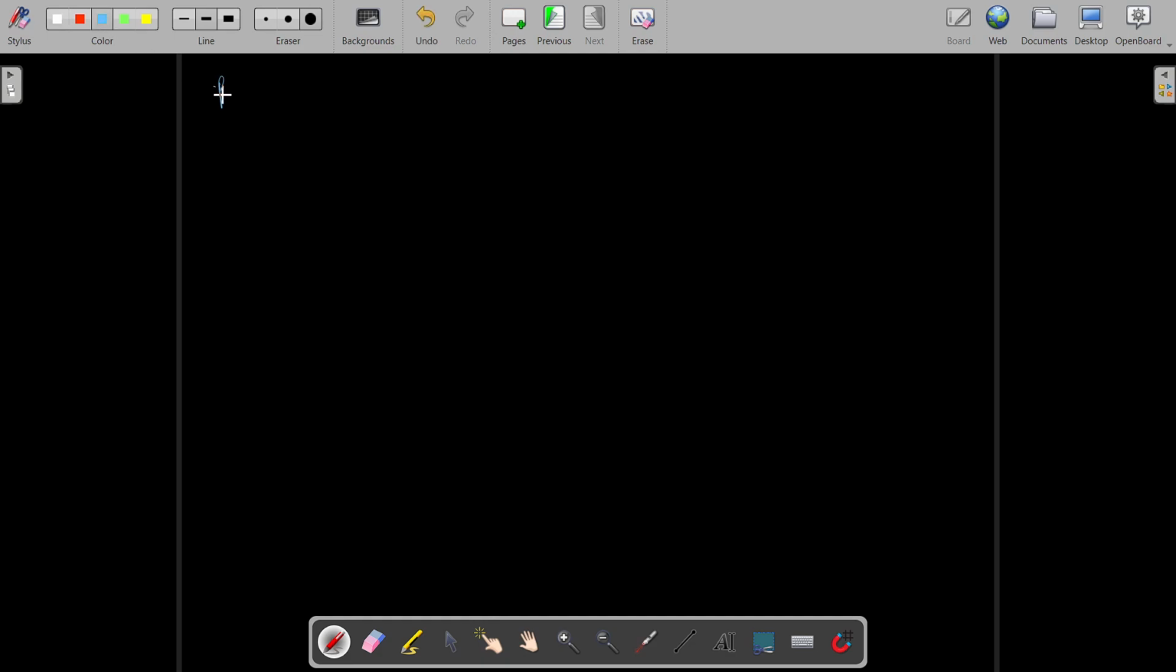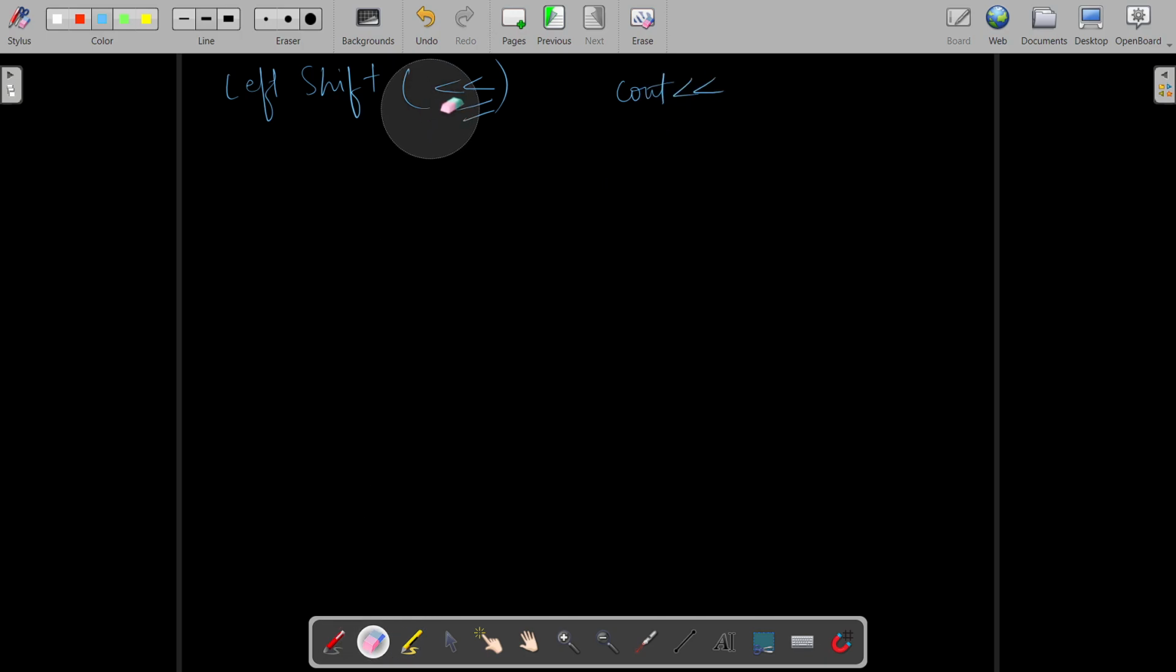Now, left shift, the bitwise left shift operator. This is represented by this sign. Now do not get confused. This is used while writing cout, like this, so this bitwise operator is different. It is used with numbers.